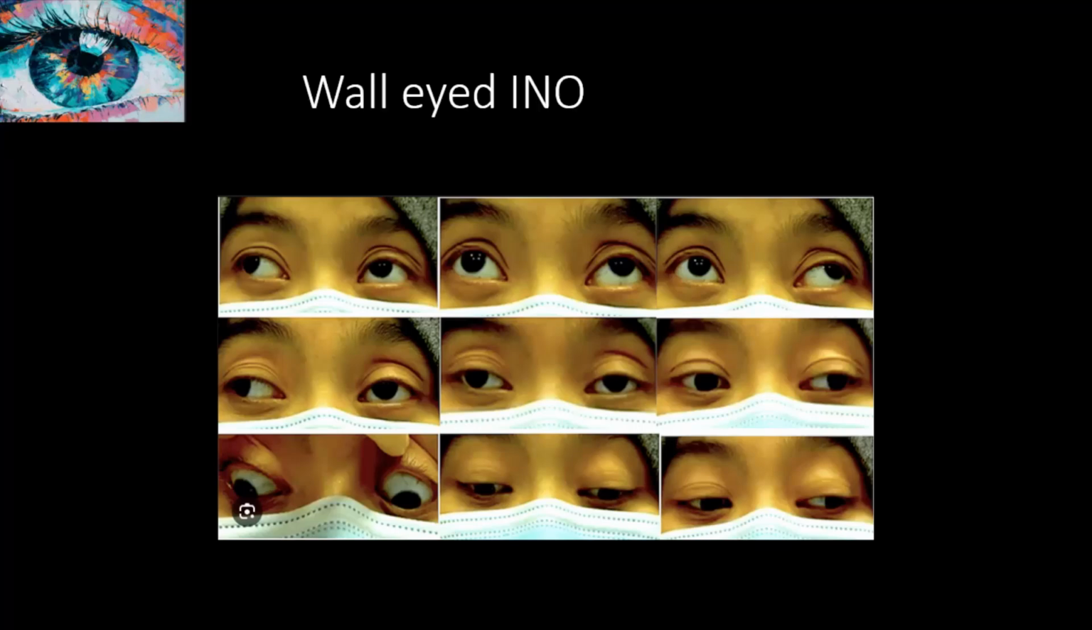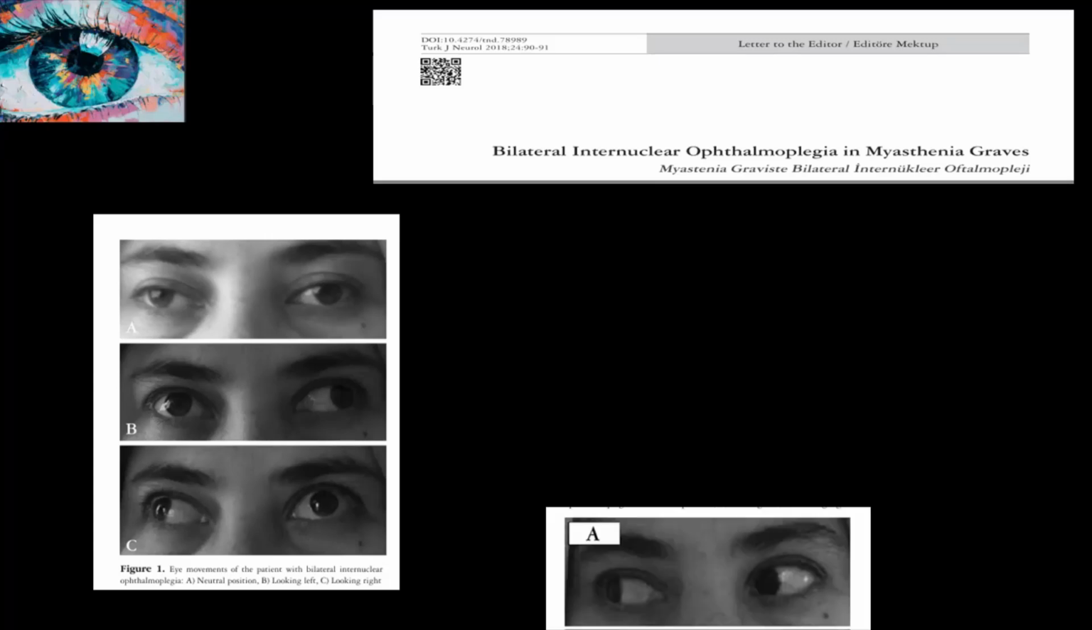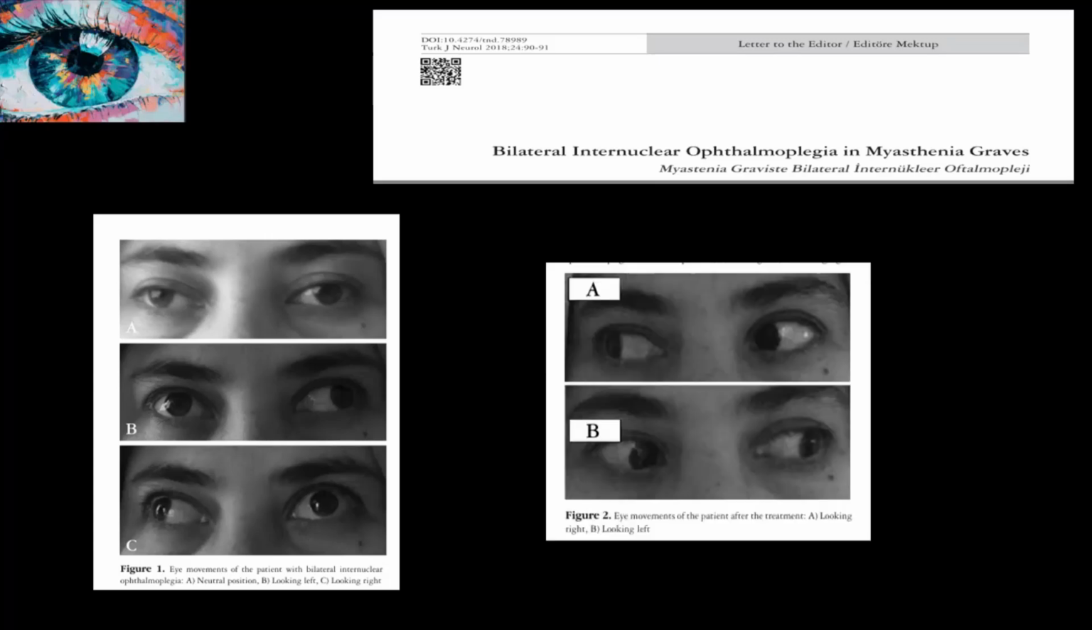So what is wall-eyed INO? Otherwise, it is called WEBINO syndrome. The patient will have bilateral adduction restriction and abduction nystagmus. Rarely, myasthenia can present like a WEBINO kind of picture. This was an interesting article published in 2018. This particular patient had a WEBINO kind of picture, but she was positive for myasthenia. She was treated for myasthenia and completely recovered after treatment. In the second image you can see she completely recovered.